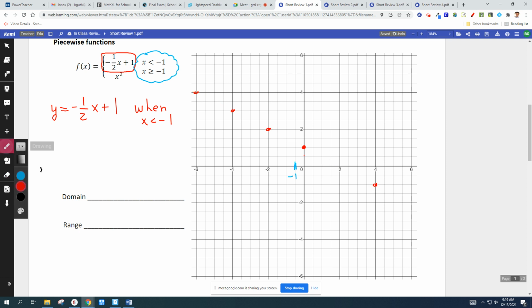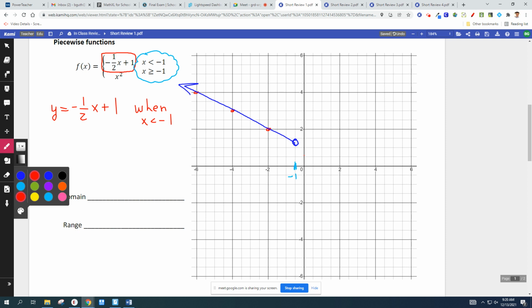We're only allowed to draw this from here and over. Think about it as the domain. The domain of that would be everywhere, well, let's give it an open circle here so we make sure not to include that point. I want everything that's less than -1. That's the domain. Get rid of these points. I'm not allowed to look at those points.